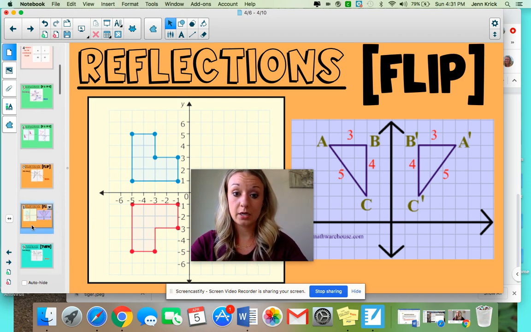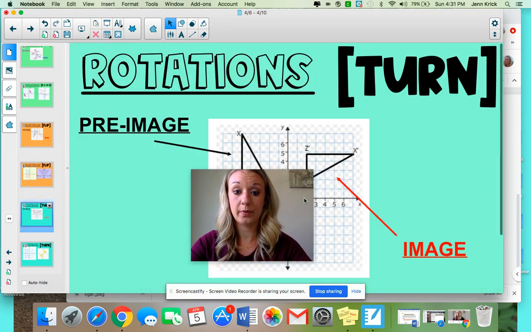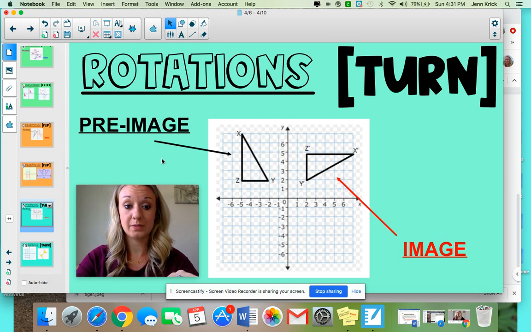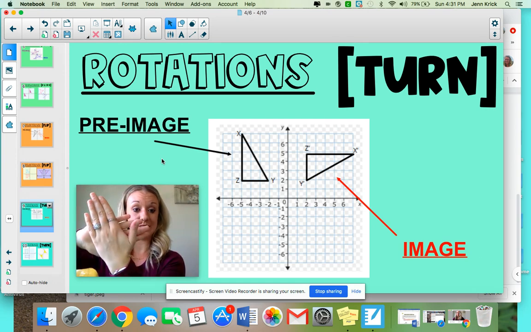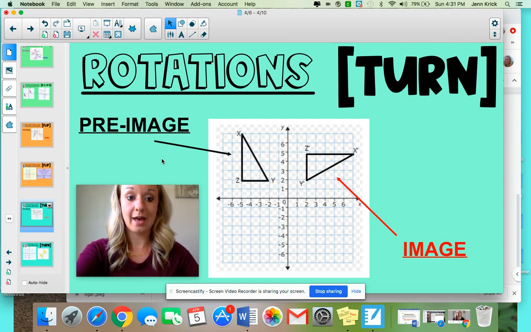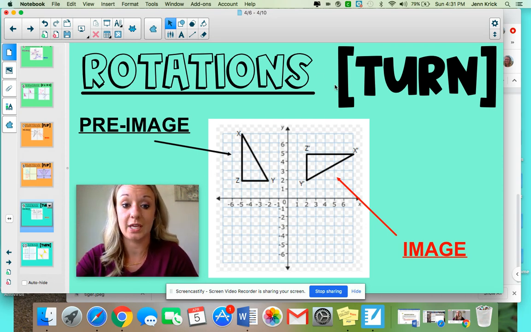All right, here is where we kind of get into the new part, and this is going to be our focus for tomorrow. We are talking about rotations. Rotations mean to turn. If you rotate something, it's turning it. Okay, if you rotated your car, you're turning it. If you rotate your body, you're turning your body. So when we think rotations, we think turn.